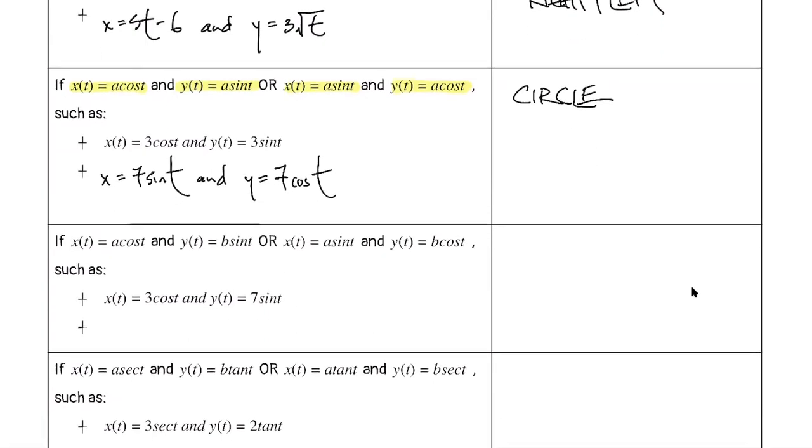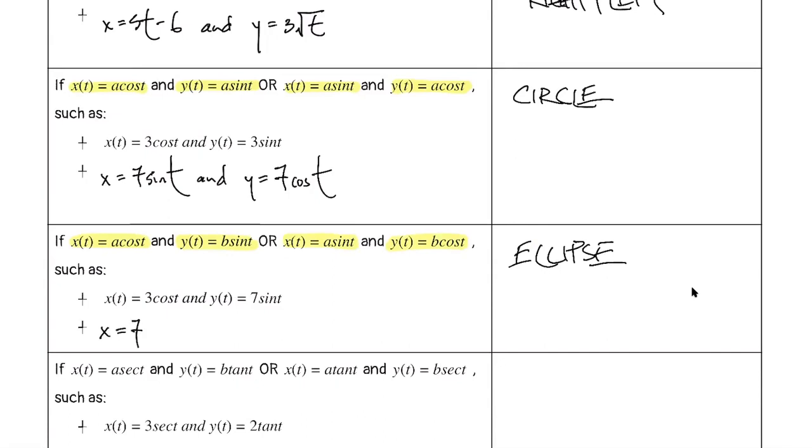Now, if we have different coefficients, so a cosine and b sine, or the other way around, a sine and b cosine, we're going to end up with an ellipse. Okay, so same coefficients mean that we're looking at a circle. Different coefficients mean we're looking at an ellipse.